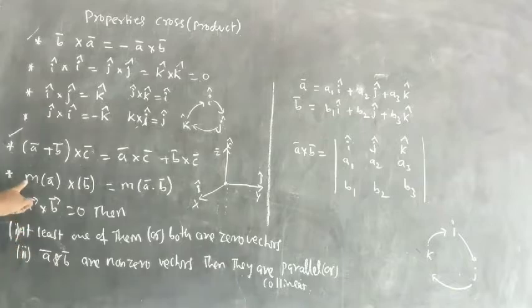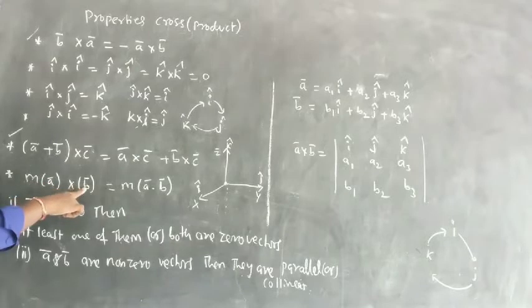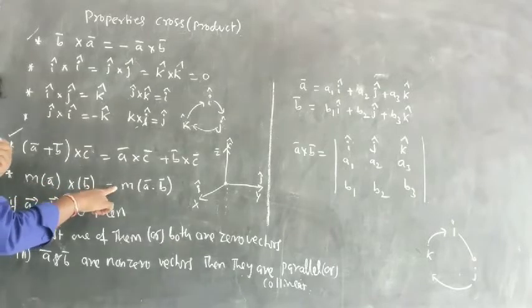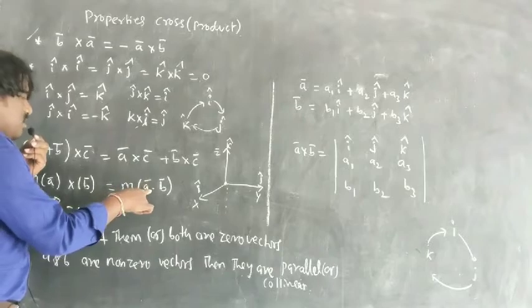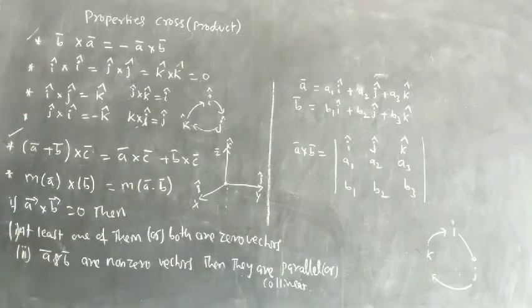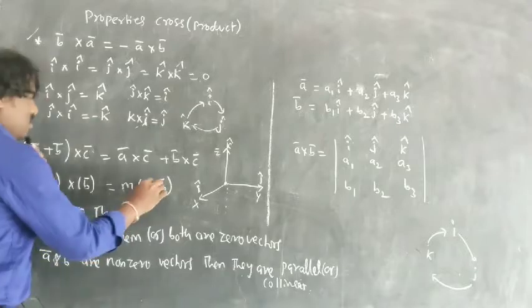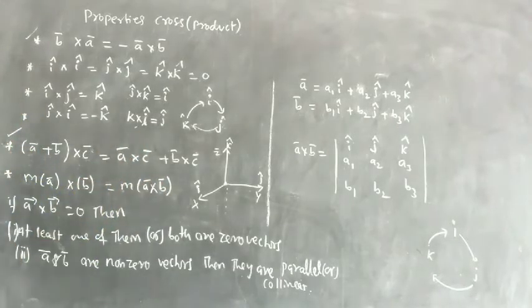Okay. Next one: M is a scalar. M times (A vector cross B vector) can be written as M times A vector cross B vector, right? A vector cross B vector, not dot.